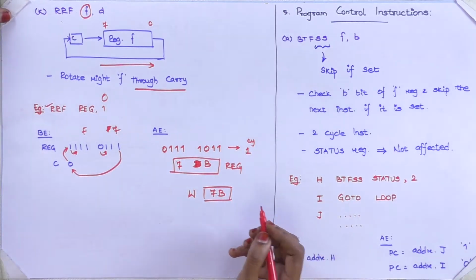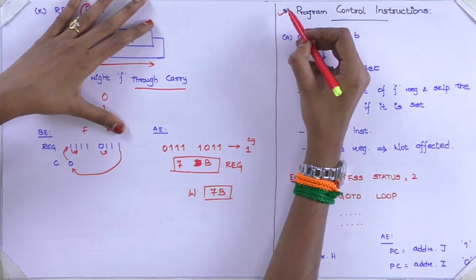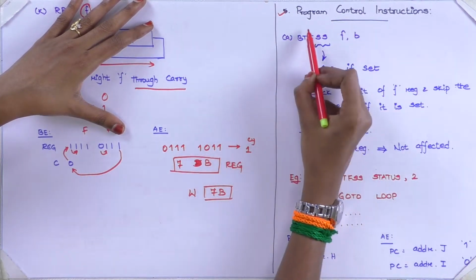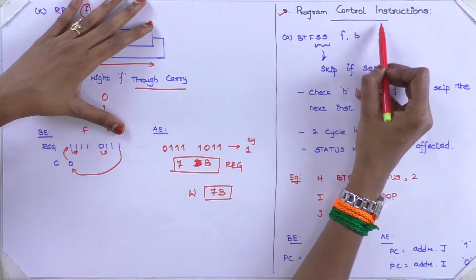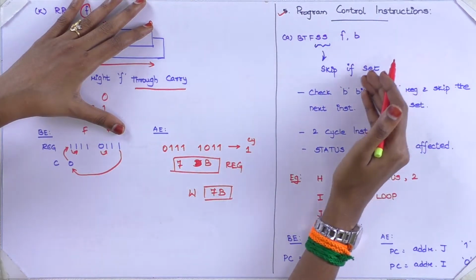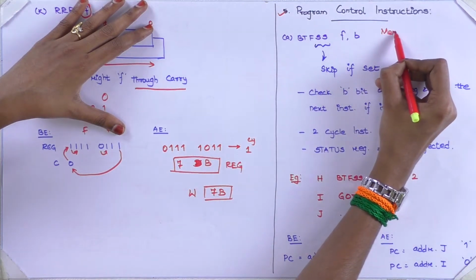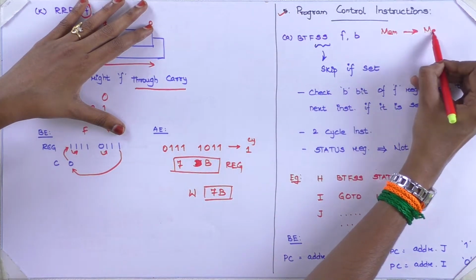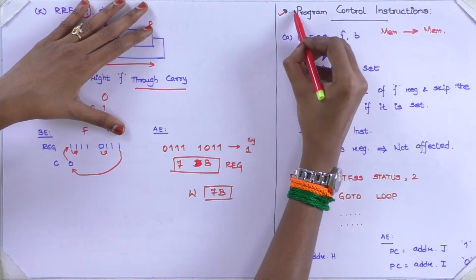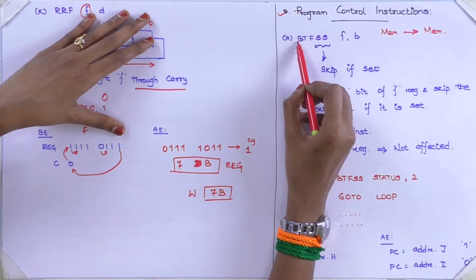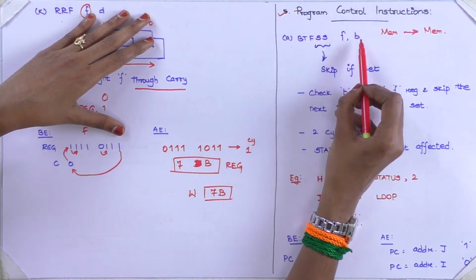Fine. So the next set of instructions that we are going to see is program control instructions. These instructions are used to control the program execution and transfer the program control from one memory location to another memory location. That's the purpose of program control instructions. So the first instruction that we are going to see is BTFSS F comma B.